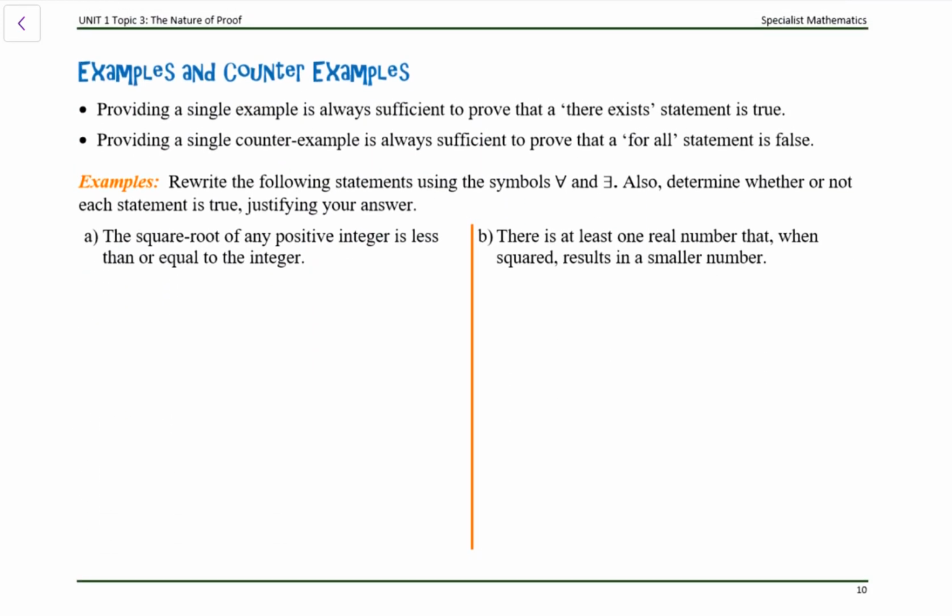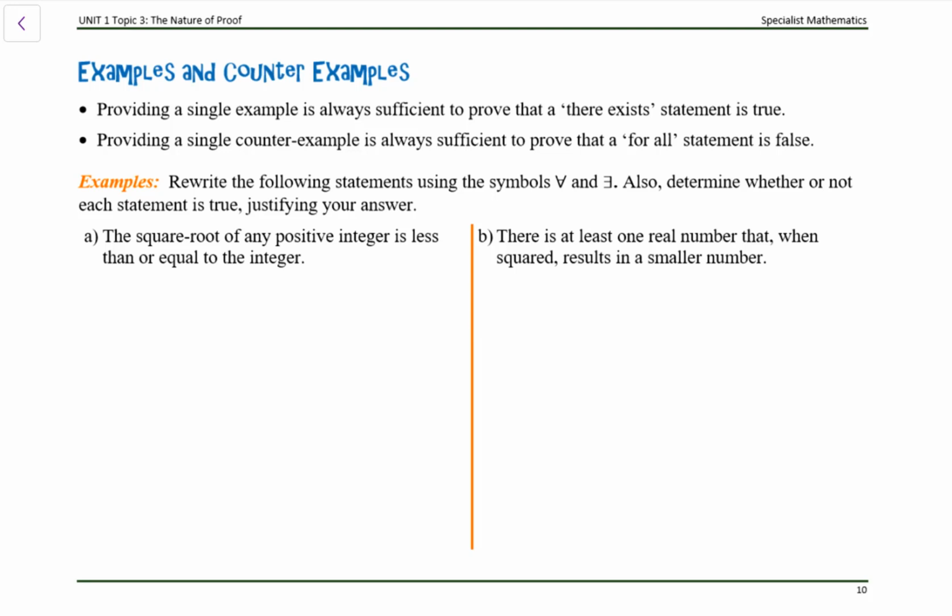Examples and counterexamples. Providing a single example is always sufficient to prove that a there exists statement is true, which is what I've just been saying. And providing a single counterexample is always sufficient to prove that a for all statement is false.